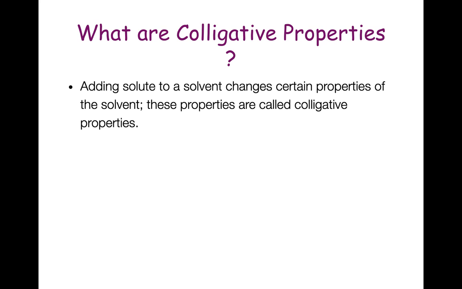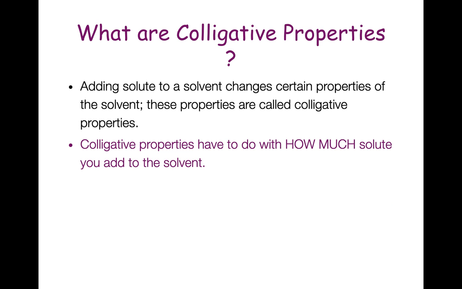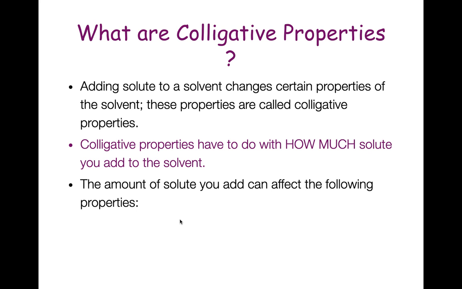Okay, so what are colligative properties, this new term? Adding a solute to a solvent changes the properties of the solvent, and these are called colligative properties. Colligative properties have to do with how much solute you add. The amount of solute you add affects the freezing point temperature, the boiling point temperature, and the vapor pressure.